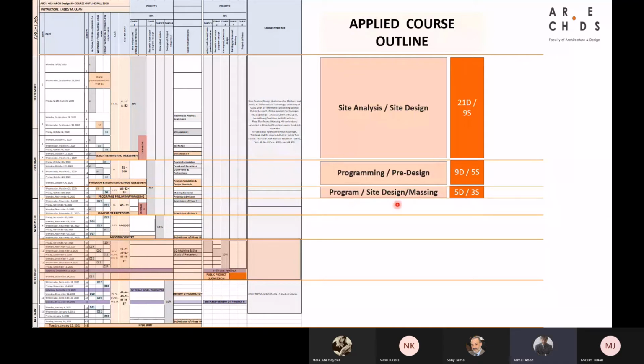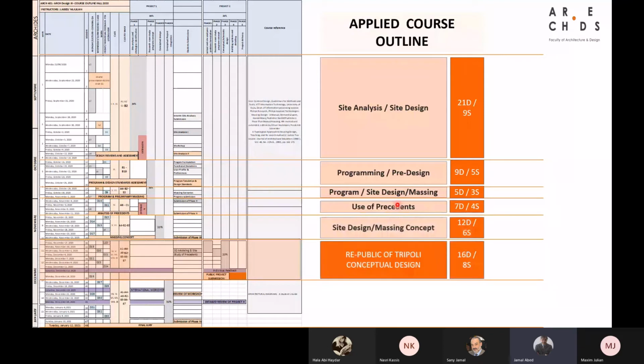So we went to the program and testing through massing, and then the use of precedents, which was very effectively done. And then we went back after the use of precedents to do the site design massing concept, at the point of which we decided to stop the work and move into the Republic of Tripoli, a conceptual design of the second project, to give them the sense of a break within the intensity of the front, coming back to the concept design and integrated design within the last 24 days of the semester.